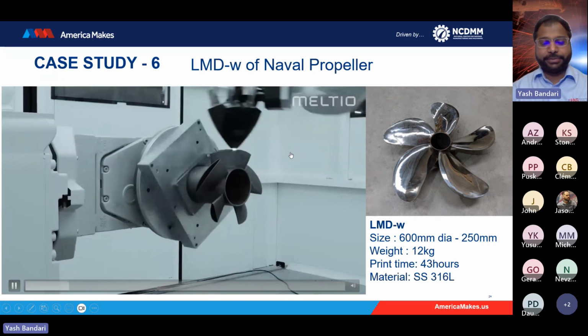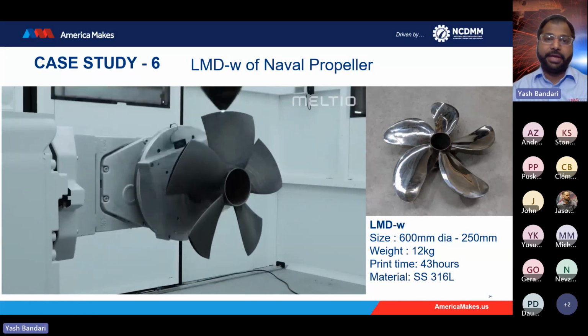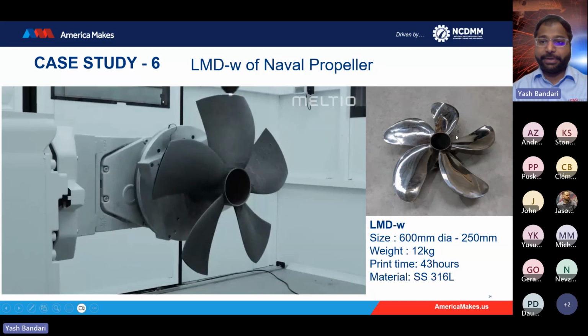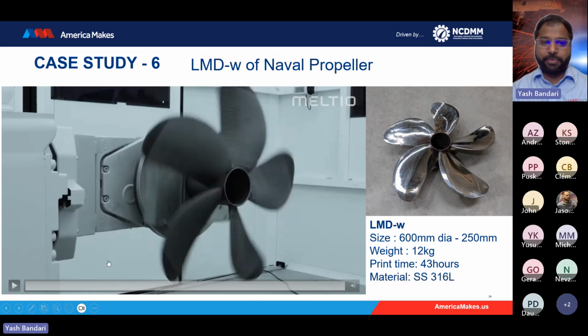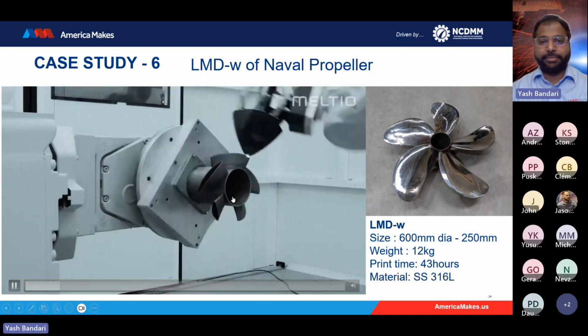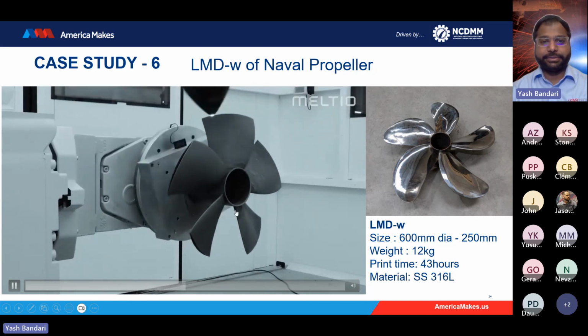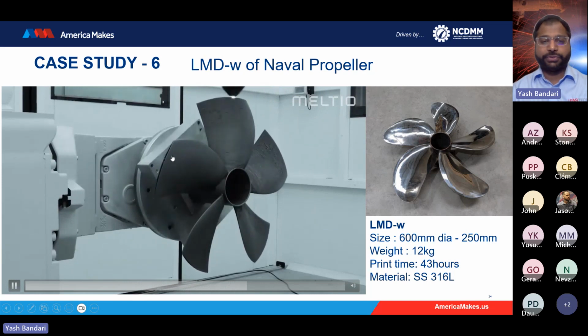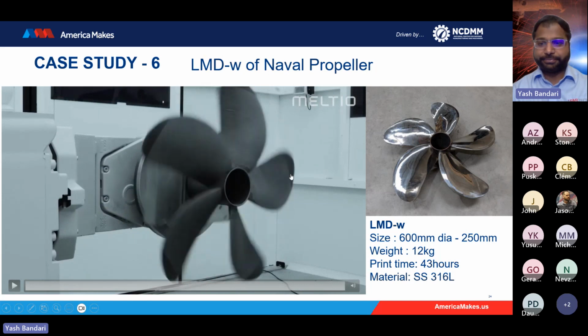Last case study. This is on the LMD side. The reason why we like LMD is I can print very thin features. When somebody looks at the final finished component on the top right corner, nobody would believe that this is a hollow component. But because lasers can print very fine features, we are able to print this hollow component and then close the hollow into a solid part at the edges. All in all, it took about 43 hours, and this is also quite large from an additive standpoint.